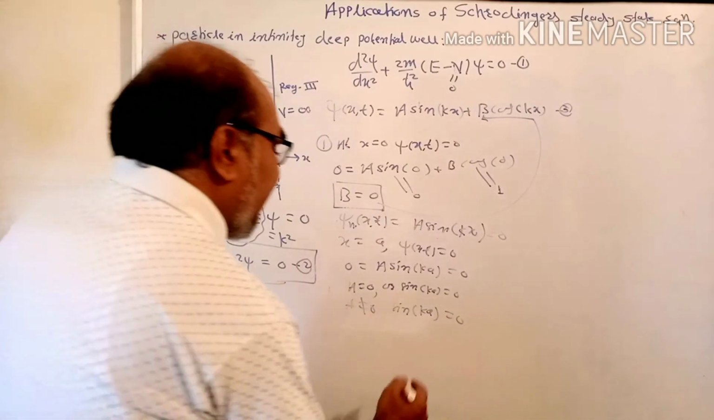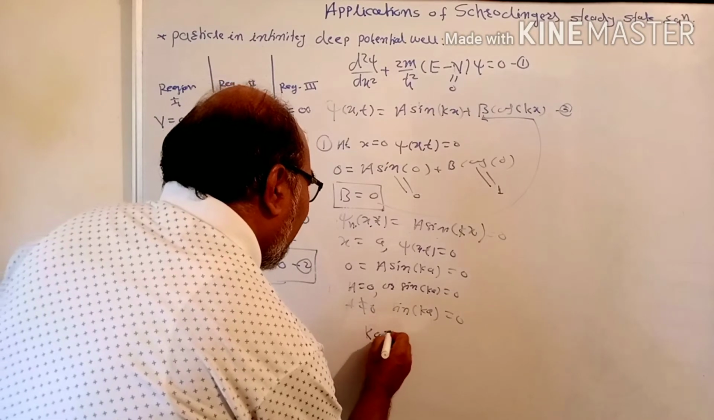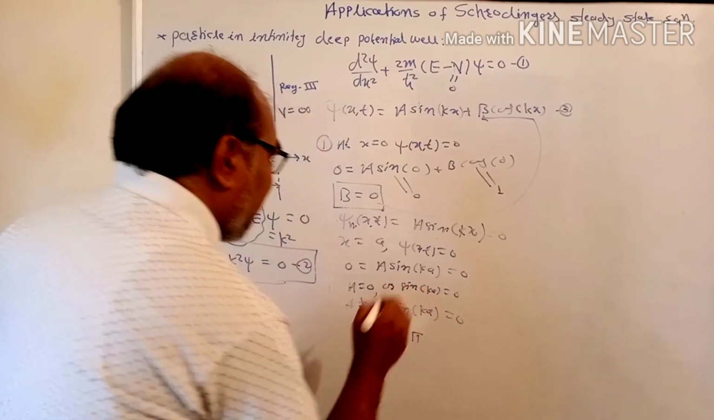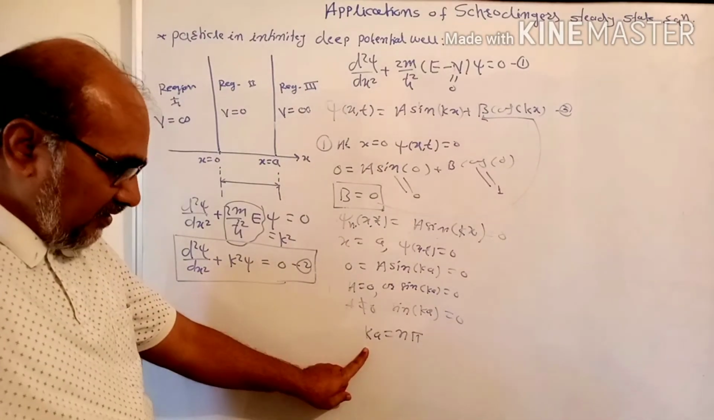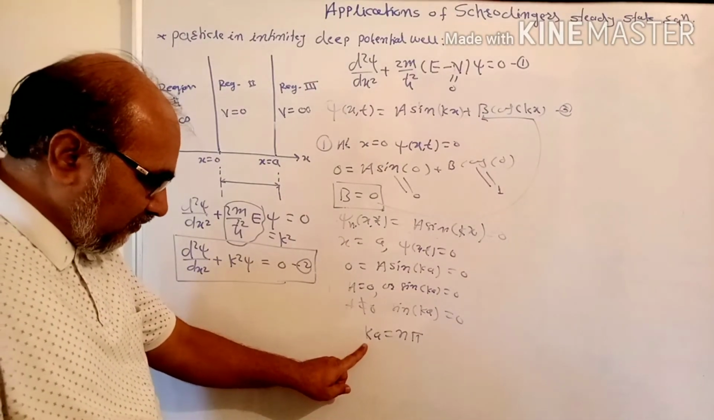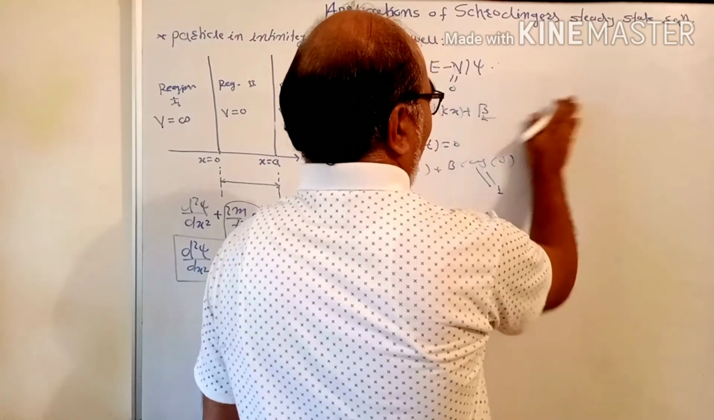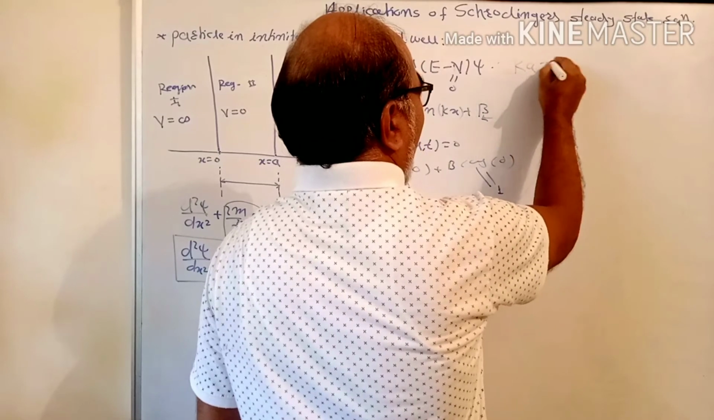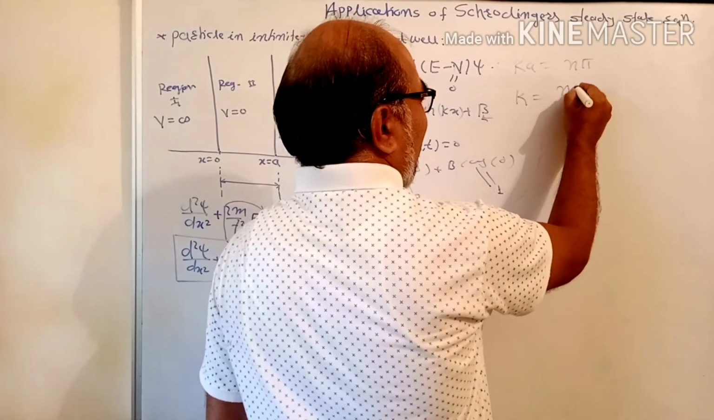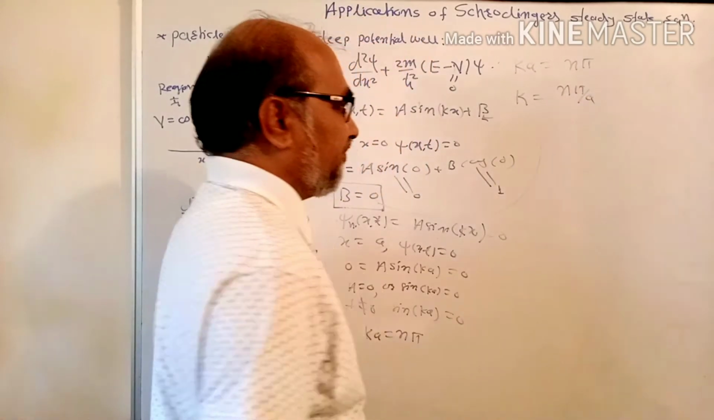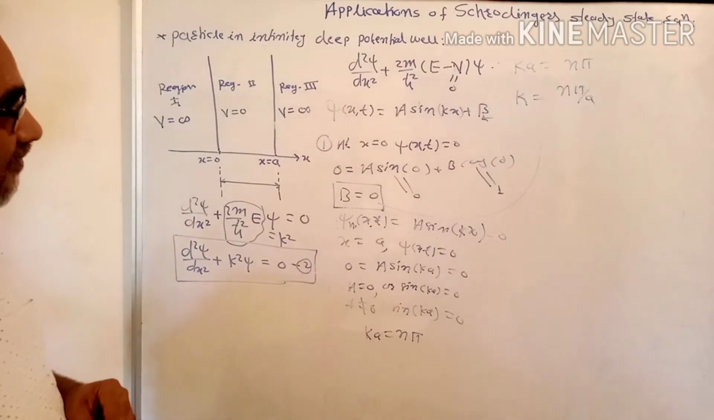If sin ka is equal to 0, then the value of ka is equal to n pi. So ka is equal to n pi, and the value of k is equal to n pi divided by a.